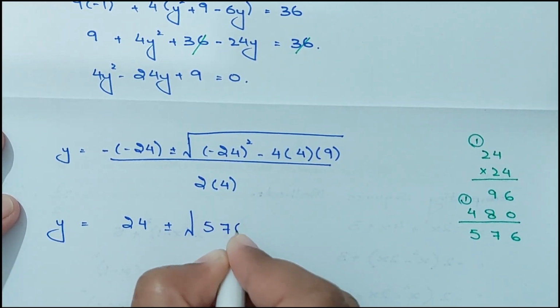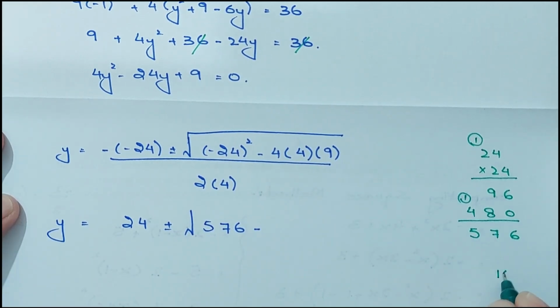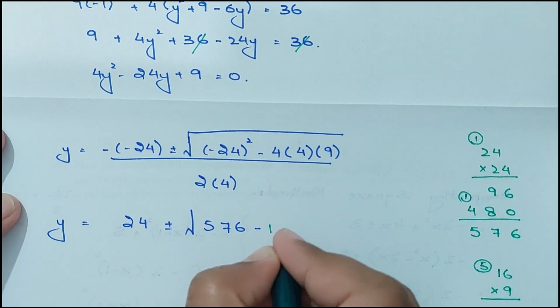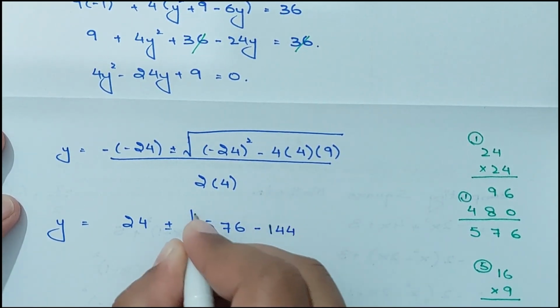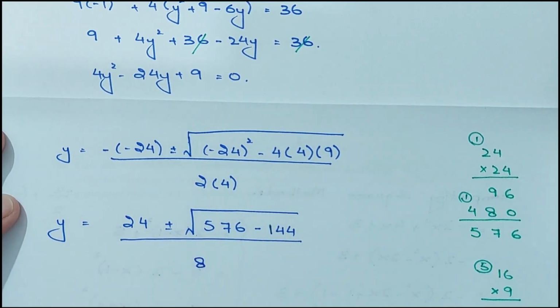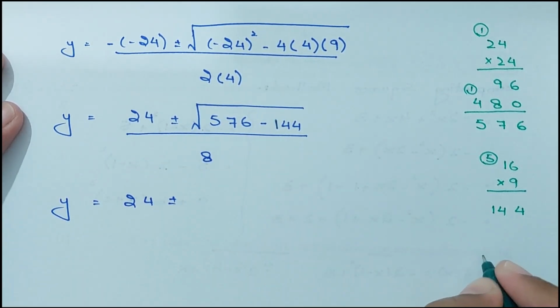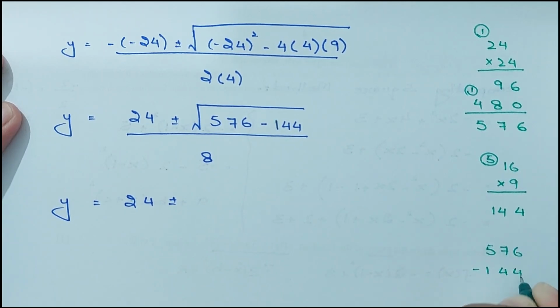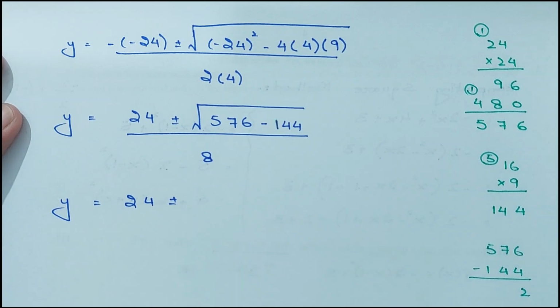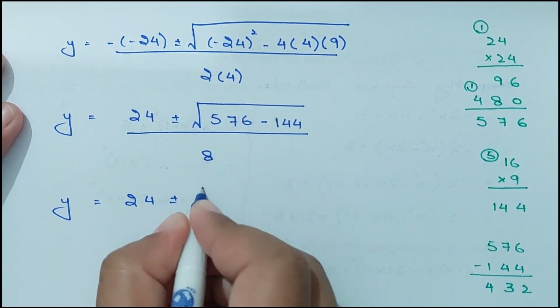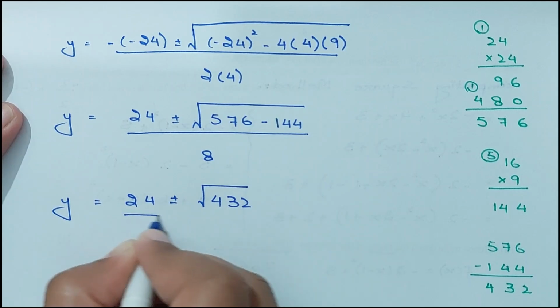So 576, minus 4 times 4 is 16, and what is 16 times 9? First we do 9 times 6, which is 54. 9 times 1 is 9, and 9 plus 5 is 14. So 144. This is under the square root, and divided by 2 times 4, which is 8. So further simplification, we have y equals 24 plus or minus the square root of 576 − 144. From 6 take away 4, this is 2. From 7 take away 4, this is 3, and from 5 take away 1 is 4. So 432, the square root of 432, divided by 8.